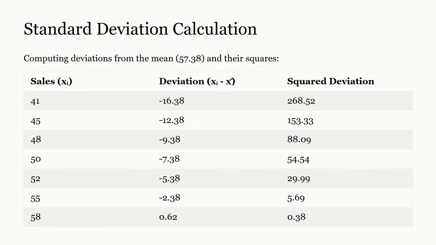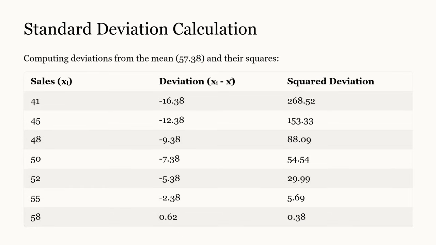Now let us understand how to calculate the standard deviation. We have already calculated the mean value, that is x bar, which is 57.38. First we will calculate the mean deviation, that is x minus x bar. Here x bar is the mean value, 57.38, and x means all the values given in the data set. To begin the calculation, we deduct 57.38 as our mean value from the first value 41, and the value comes to minus 16.38.